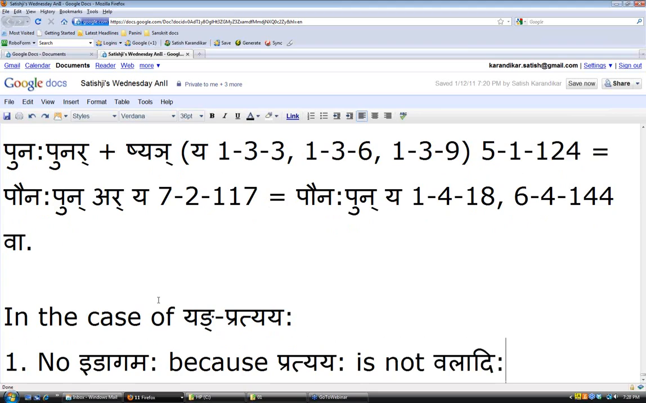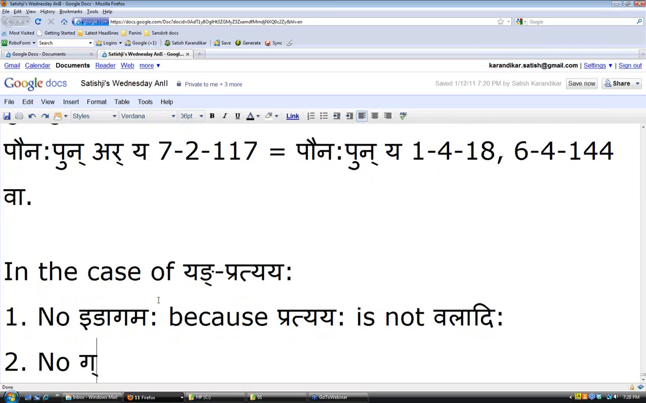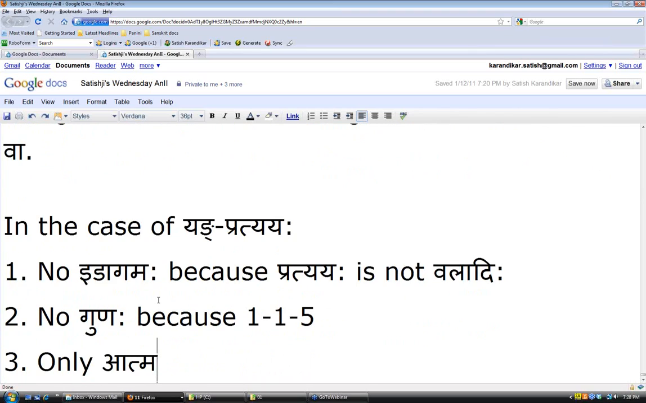Then the next thing is that there is no guna, no vriddhi, nothing. No gunaha because of kiniticha guna nishedha, so because of 1.1.5. And the third thing is that only atmanipadam can be used. Only atmanipadam, because of anudattanyata atmanipadam.